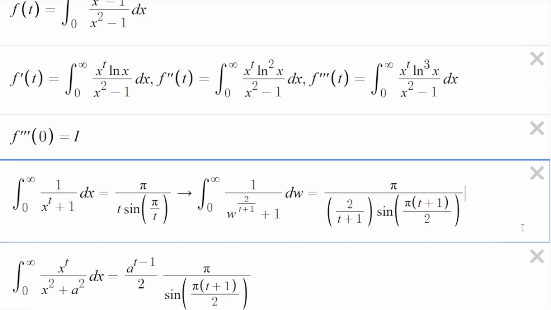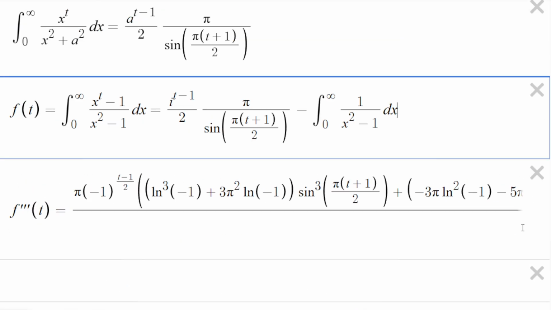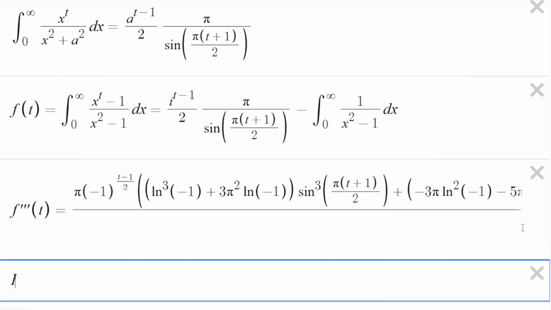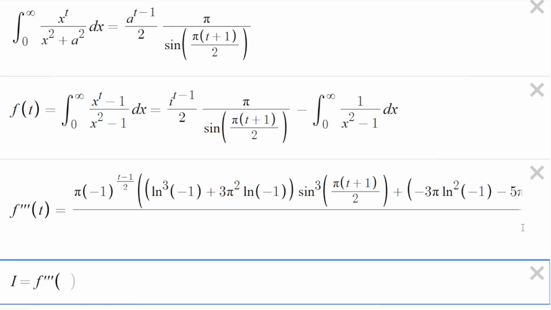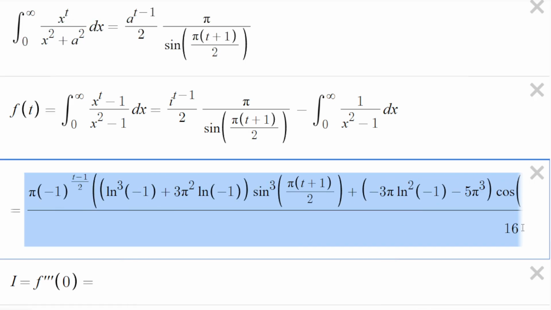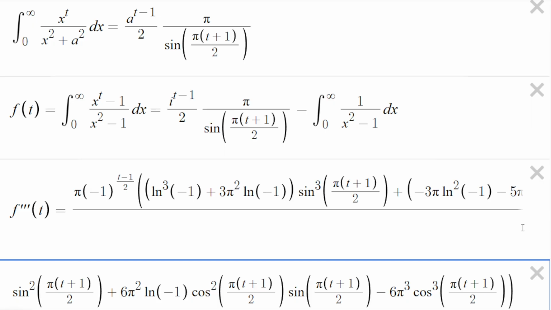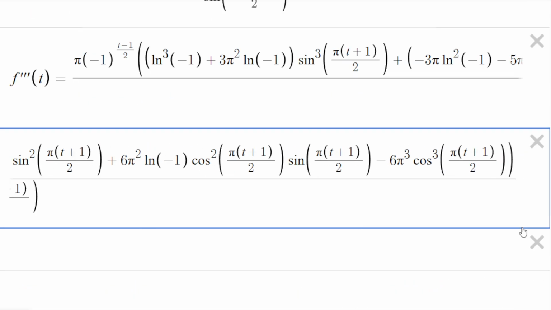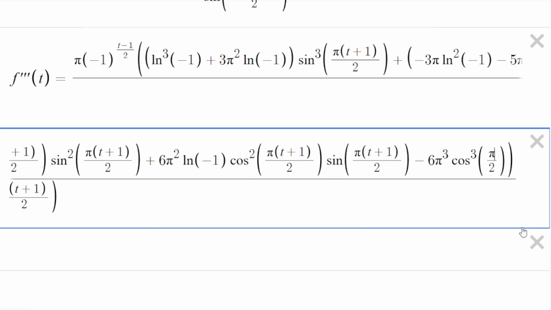F triple prime of 0 is equal to I. So, I is equal to f triple prime at 0, which is equal to this, where t is equal to 0. Now, let's watch what happens when we actually let t equal 0. Okay. So, if t equals 0, this is just a 1. Cosine cubed of pi over 2 is 0. So this entire expression drops out. And a lot of this is going to be happening.